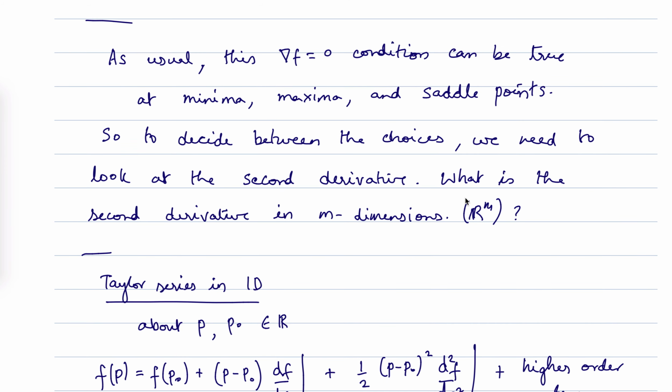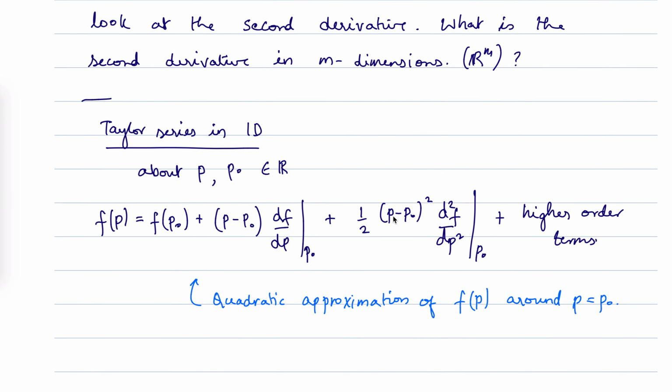Now, how do we think about second derivatives in m dimensions? Just recall, if you have Taylor series in one dimension, then if you're expanding a Taylor series about p naught, then f of p equals f of p naught plus p minus p naught times first derivative plus half p minus p naught squared times second derivative. This is if p is one dimensional, right? Just in R. And then we have some higher order terms.